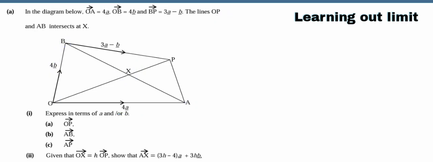So now the first question, which is Roman number 1, it is saying, express in terms of A vector and B vector. The first question, which is question A, OP vector. So we need to express OP vector in this case. Now when answering this question, you need to know the starting point or the tail and the head or the ending point.